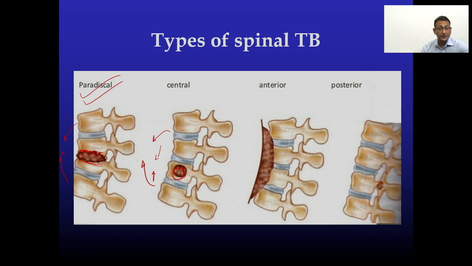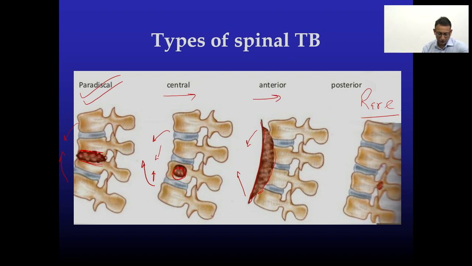And another is anterior type, where the lesion happens in the anterior vertebral bodies, behind the anterior longitudinal ligament. If these lesions happen, it will also lead to kyphotic deformity. The last type is posterior, where the posterior elements will be damaged. So, yes, this kind of lesion sometimes can lead to exaggerated lumbar lordosis, but this is a very rare variety of tuberculosis involving the posterior element. The most common type is paradiscal, followed by central and anterior.